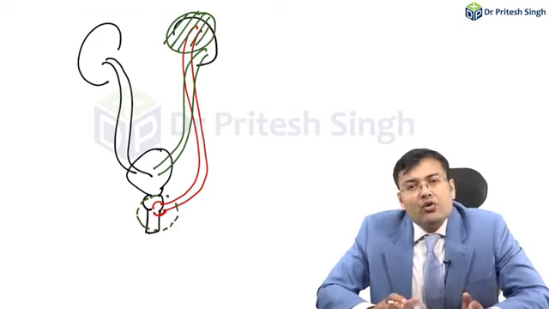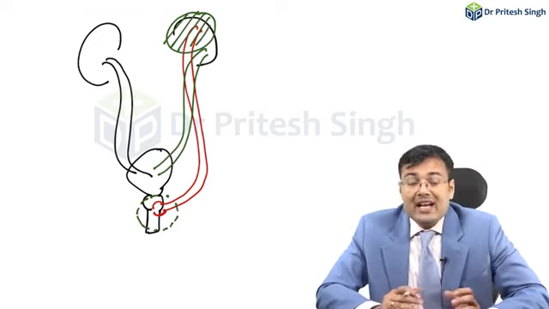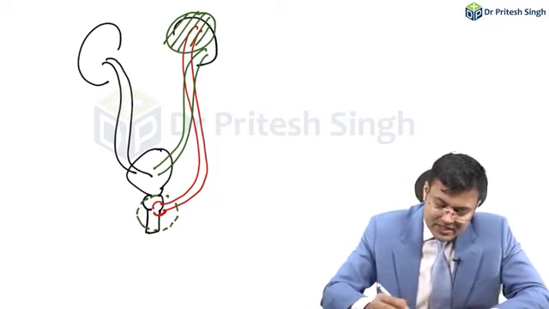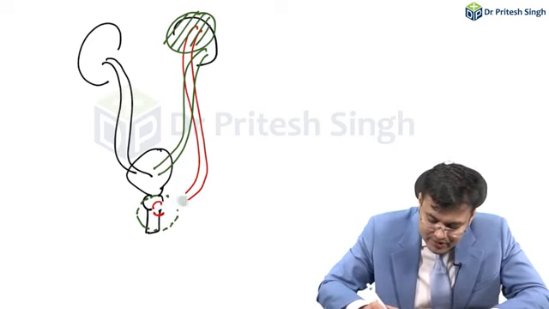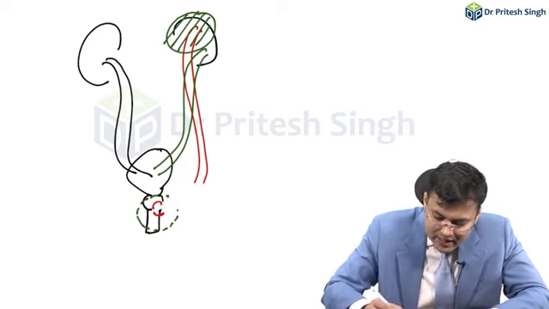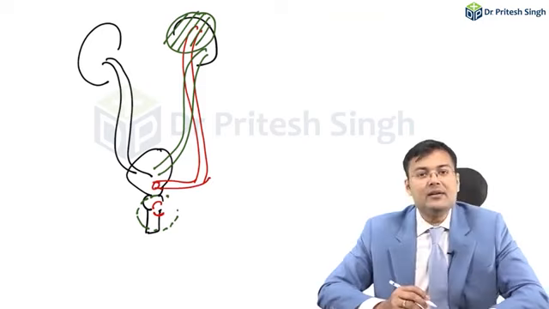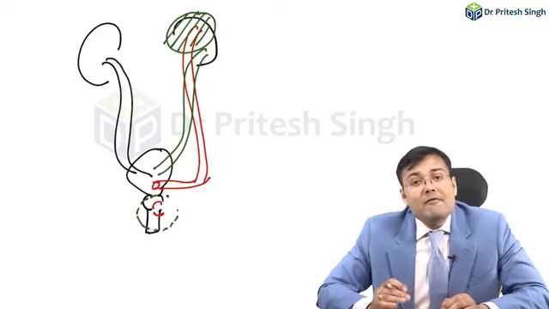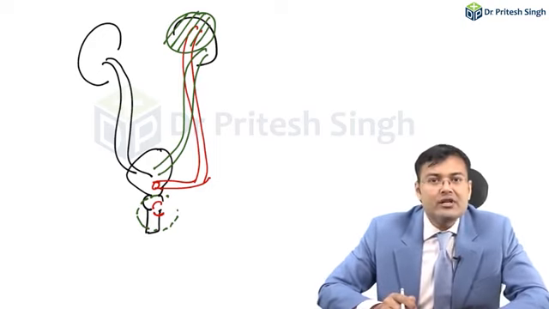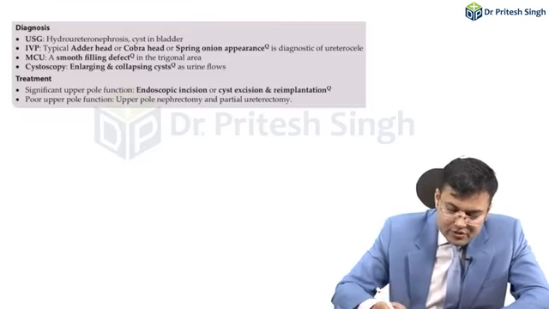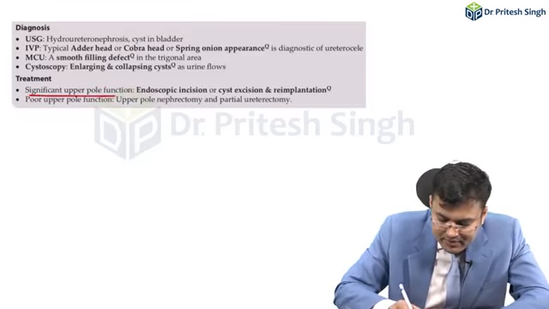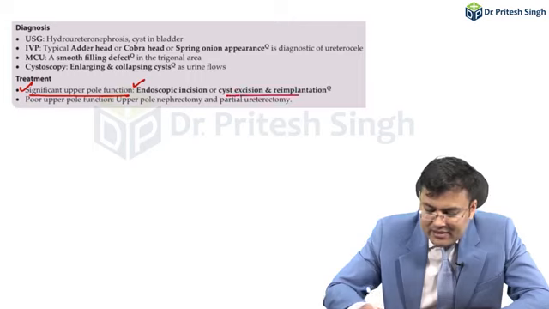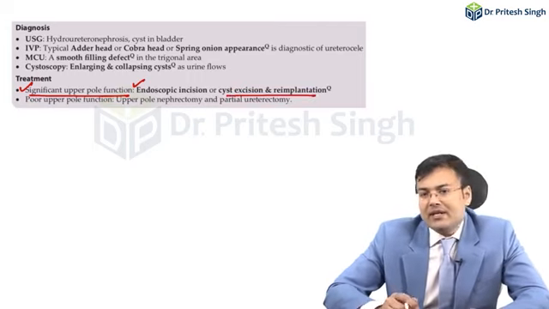If there is no function in the upper pole, in that case, what we can go for upper pole nephrectomy. But if there is function in the upper pole, what we do, we are going to excise this ectopic ureter and we are going to re-implant it into the bladder. So this is excision with re-implantation into bladder. So have a look of various treatment options in cases of ureterocele. So in ureterocele, if there is significant upper pole function, in that case endoscopic incision or cyst excision with reimplantation is done.